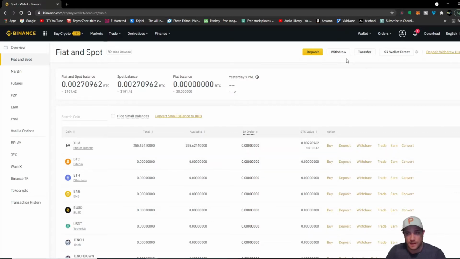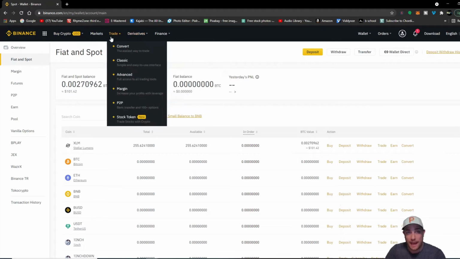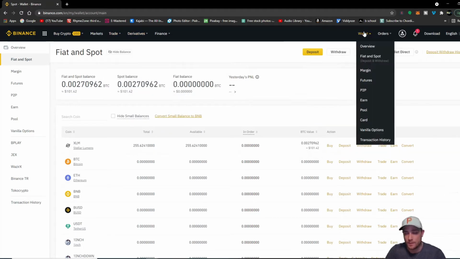We're in the same spot. This is our wallet. If you want to get back to your wallet, you come up here to the top. There's an overview that you can click on, which will show you your fiat and spot wallet, your margin, your futures, your P2P, your earning, your pool, your cards, your vanilla options, and all your transaction history. You're probably just going to be using fiat and spot. That is it. That's all you're going to be using.